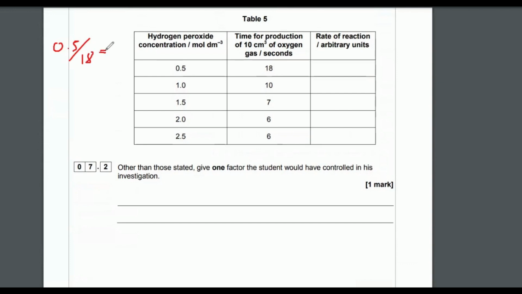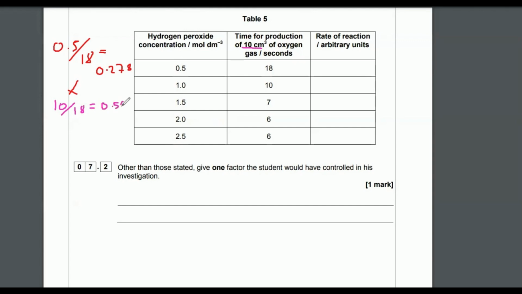Now, a real common mistake, and this is what I thought first: I'm just going to do the concentration over the time to get moles per decimeter cubed per second. But of course, this is wrong. This would give us 0.78, something like moles per decimeter cubed used up per second. But we stopped this reaction when 10 centimeters cubed of oxygen had been given off. That didn't mean that all those moles had been used up. So this is an incorrect way to calculate the rate.